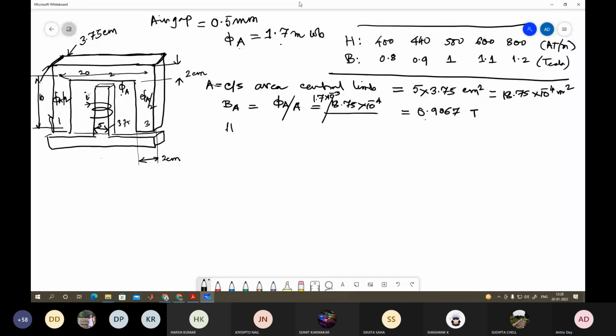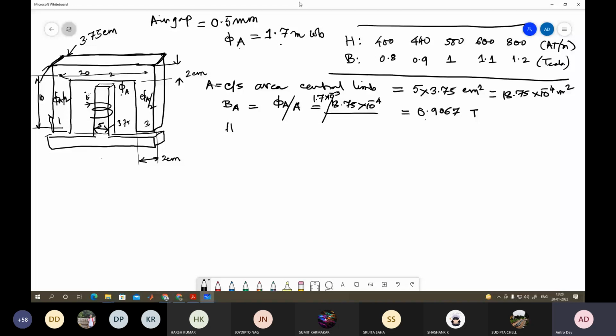LA is this length. This is 10. So HA, if we have to find out from this table, we have to solve using the method of interpolation. So for 0.9, H is given as 440 ampere turn per meter, right? So then we should start like this: 440, that is for 0.9, then 440 minus 400 divided by 0.9 minus 0.8 into 0.9067. Oh, I wrote it the wrong way actually. It should be the other thing.